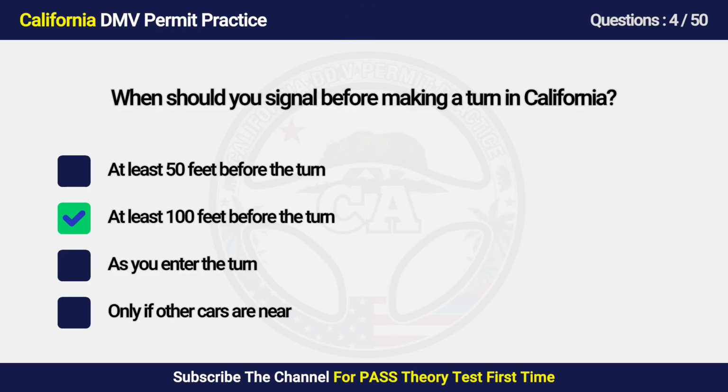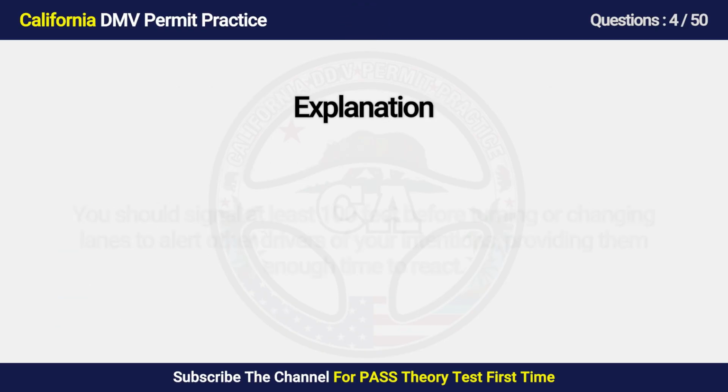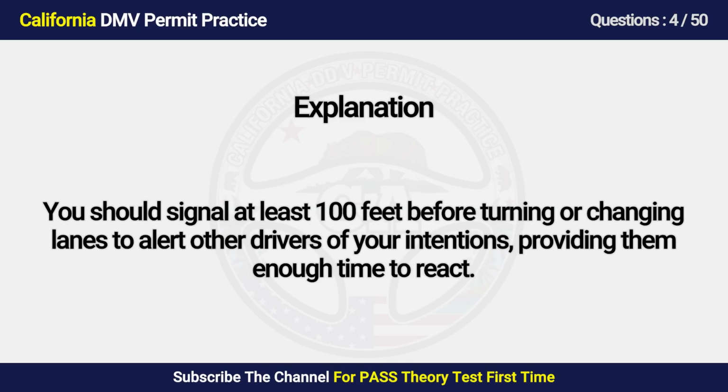Answer is B. At least 100 feet before the turn. You should signal at least 100 feet before turning or changing lanes to alert other drivers of your intentions, providing them enough time to react.